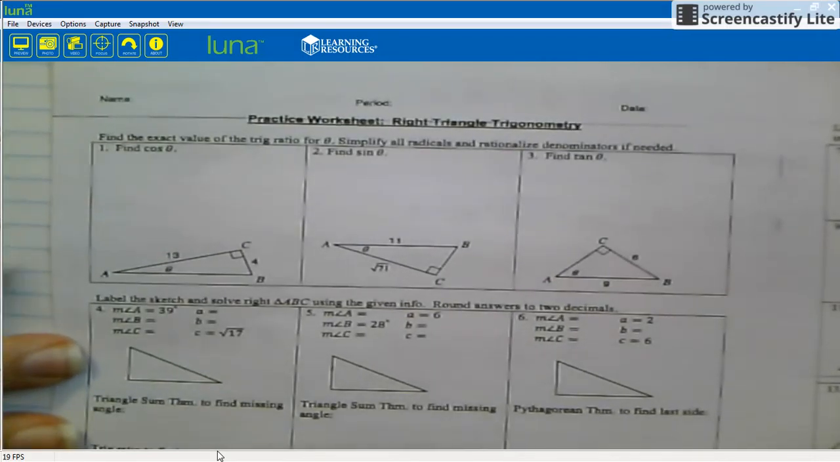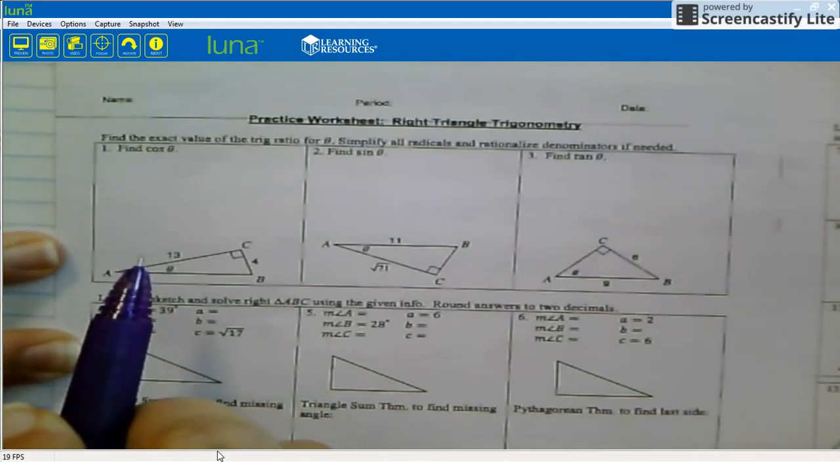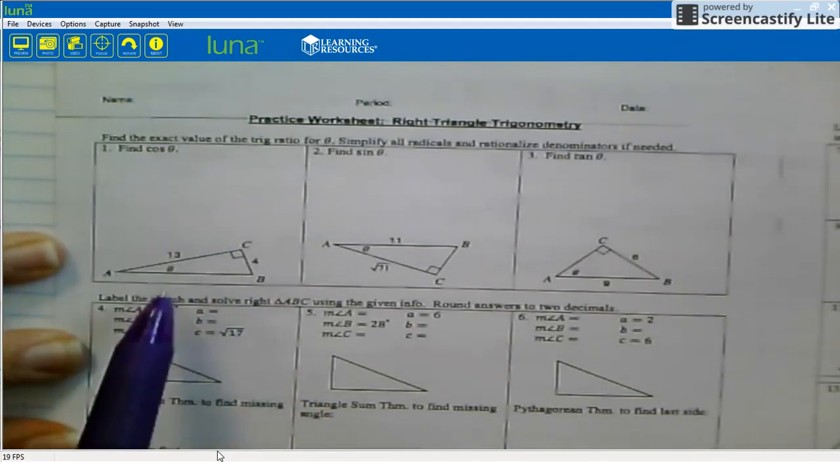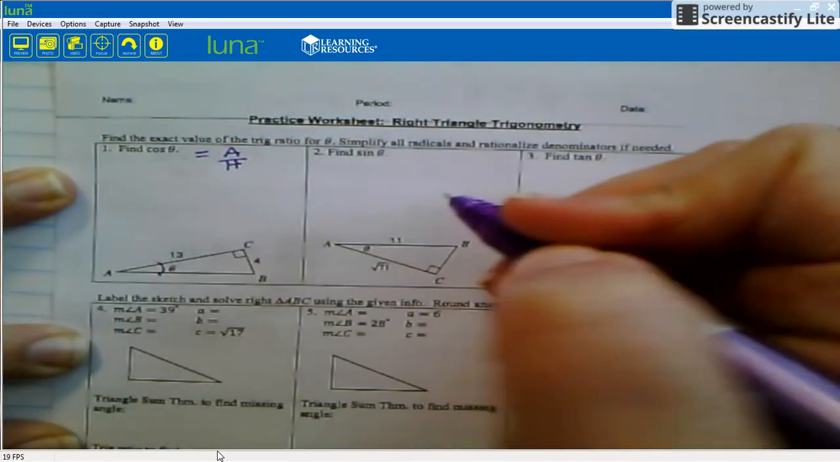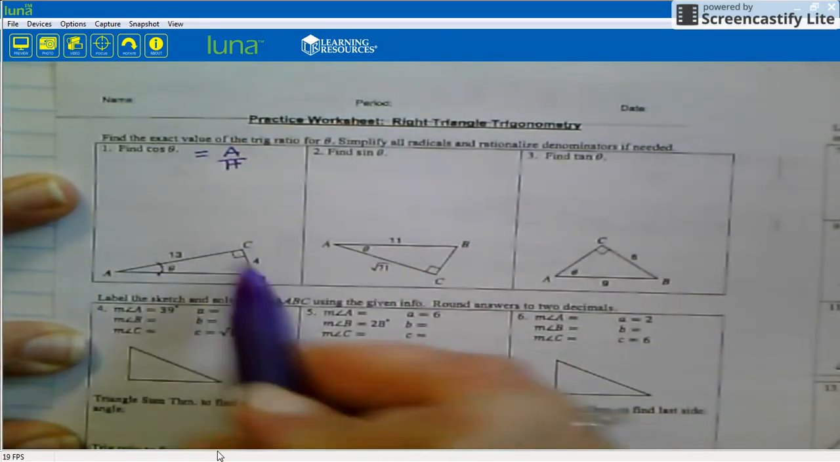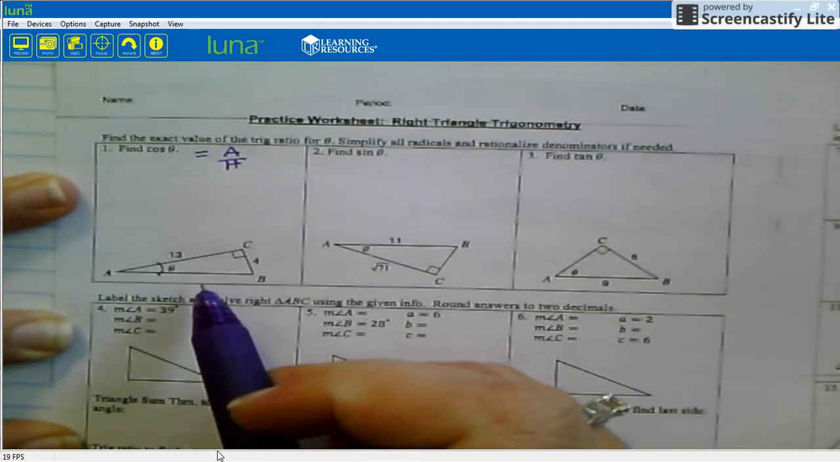So if you take a look at numbers 1, 2, and 3, all you're doing is writing the ratio of the angles. So they tell us to find the cosine of theta. Well, cosine is going to be your adjacent side over your hypotenuse. And in this case, we don't have our hypotenuse, so we're going to have to use the Pythagorean theorem in order to solve for our hypotenuse.